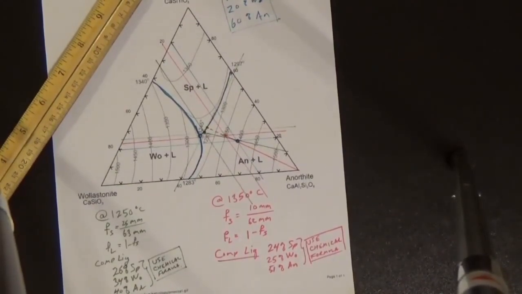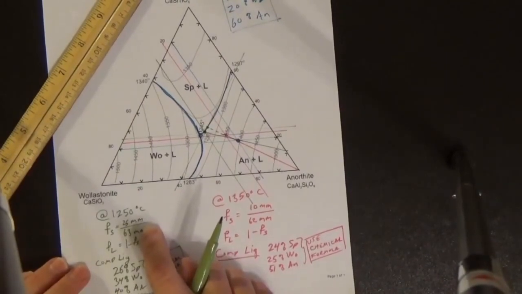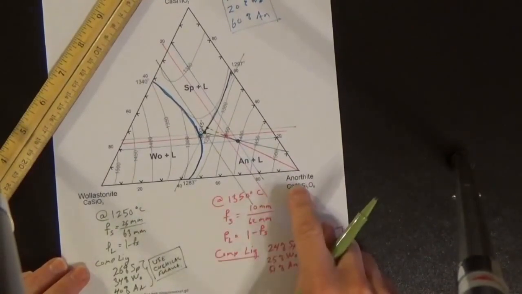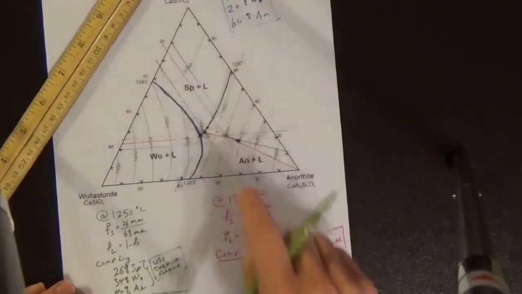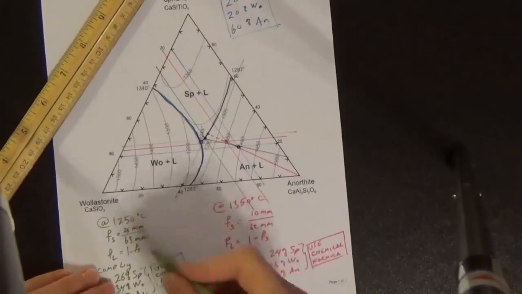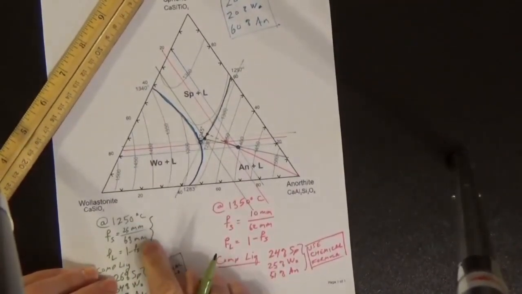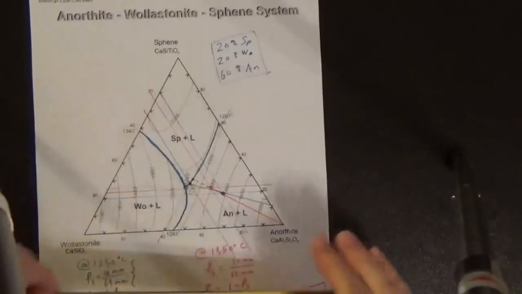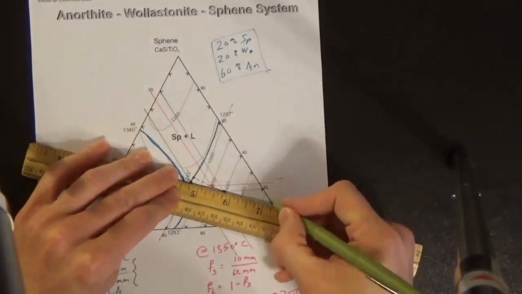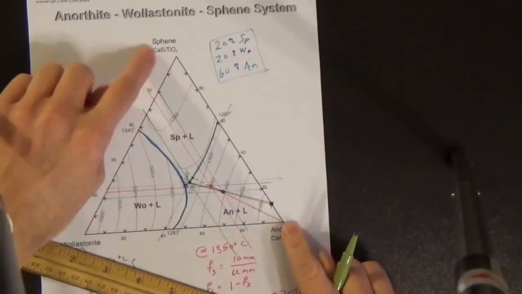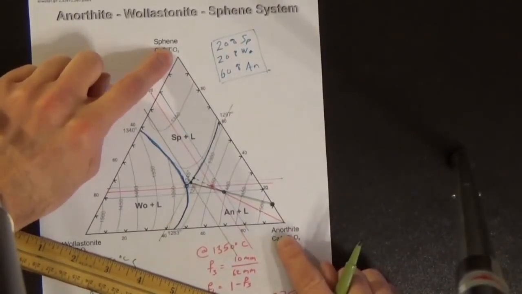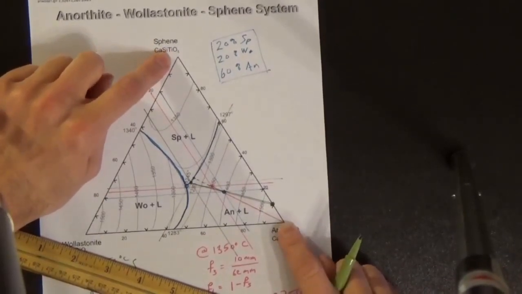Okay, so we have this fraction of liquid, or fraction of solid, but the fraction of solid is now two phases. It is anorthite and sphene. So if we want to talk about this solid, how much do we have of each phase? Well, we look at where our tie line is cutting the line between the sphene and the anorthite. I cannot pronounce these. Anorthite.